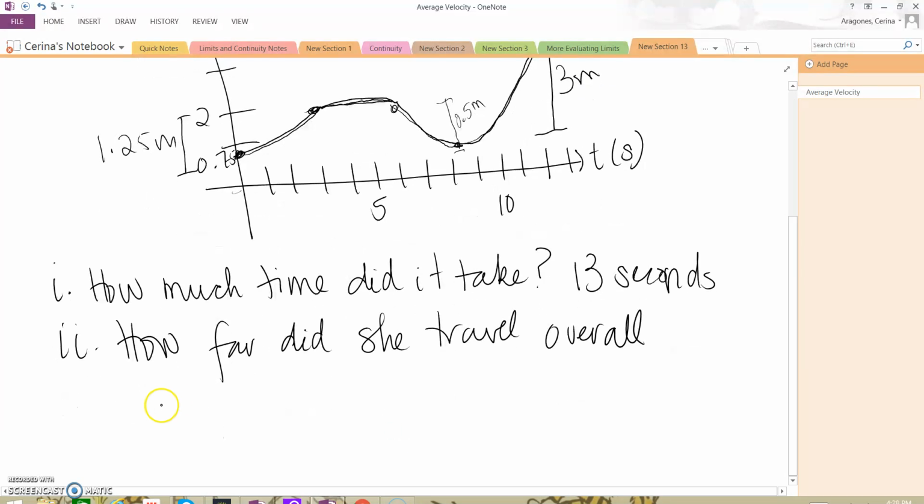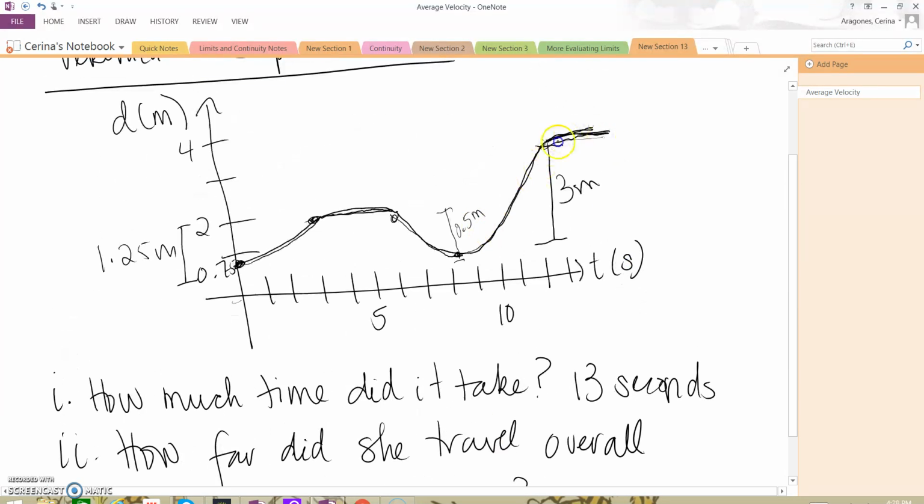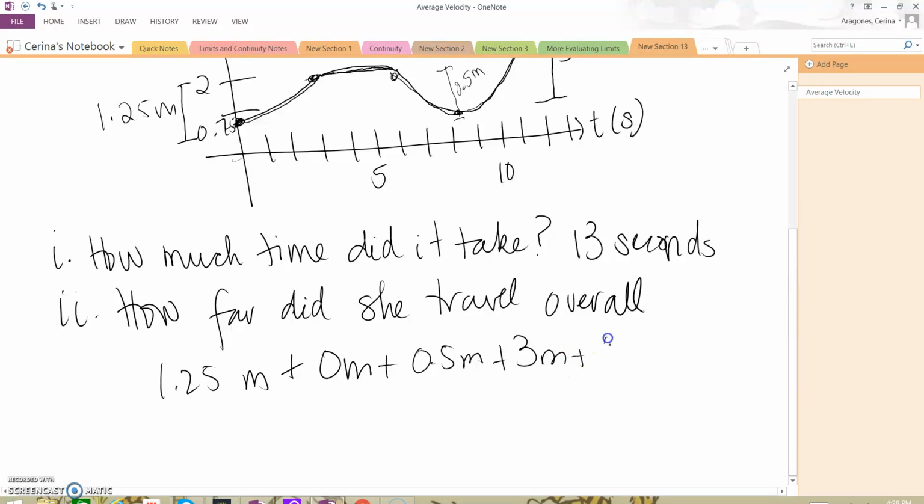So in total, she traveled 1.25 meters plus 0 meters. She didn't travel at all. Plus 0.5 meters back to the motion detector. Then another 3 meters away from the motion detector. And then 0 meters at the end there. So in total, she walked 4.5 meters. Okay?